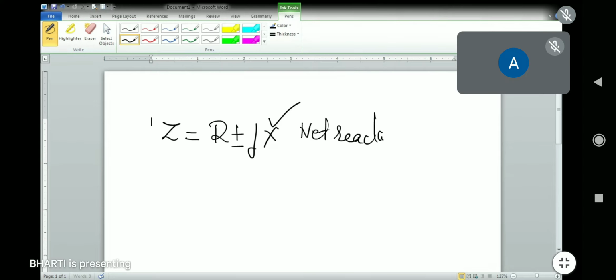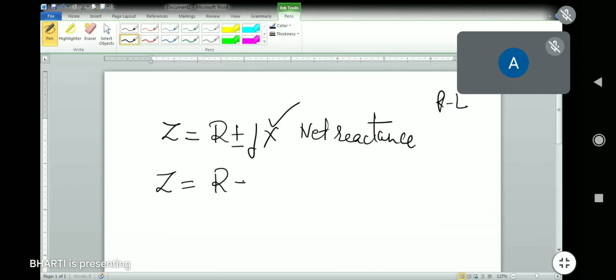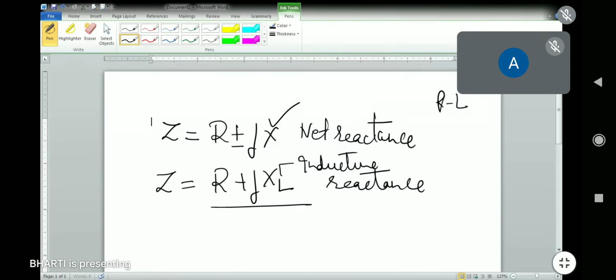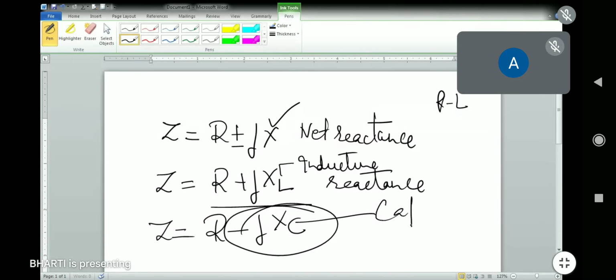Where this is the net reactance. And when you are talking of a circuit which is inductive, where XL is greater, or the value of an RL series circuit, for example, we will be writing R plus jXL, that is inductive reactance. And when you are talking of capacitive, we will write minus jXC, and this XC will be capacitive reactance. Clear?